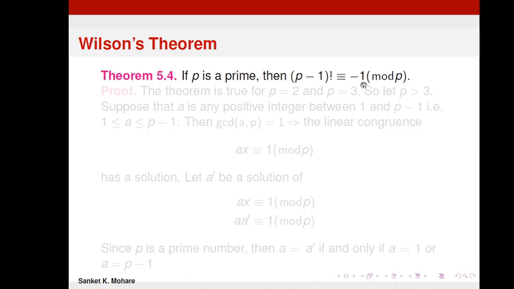Remember that p minus 1 is congruent to minus 1 modulo p. Remember this. This is always true. p minus 1 is congruent to minus 1 modulo p, because the difference of p minus 1 and minus 1 is p, and p divides p. That's why p minus 1 is congruent to minus 1 modulo p. So we can state this result also as (p minus 1) factorial is congruent to p minus 1 modulo p, as minus 1 is congruent to p minus 1 modulo p.